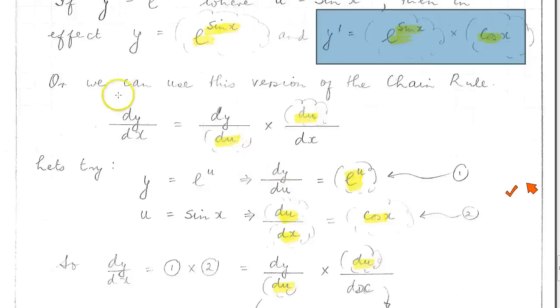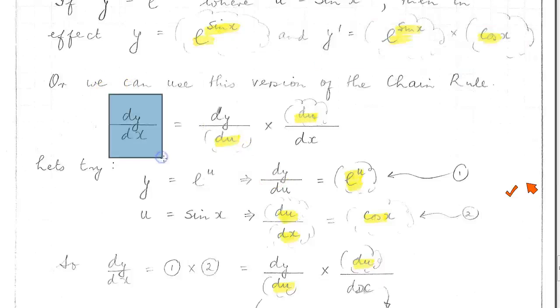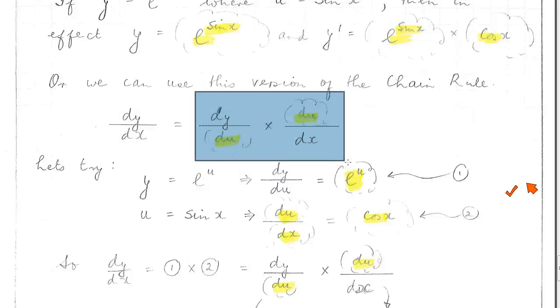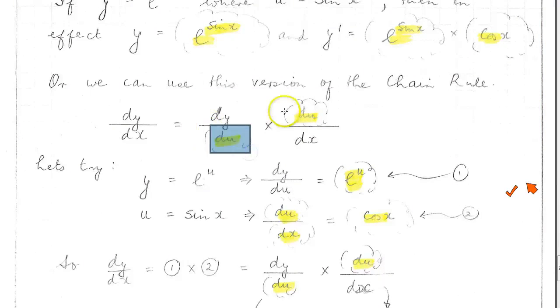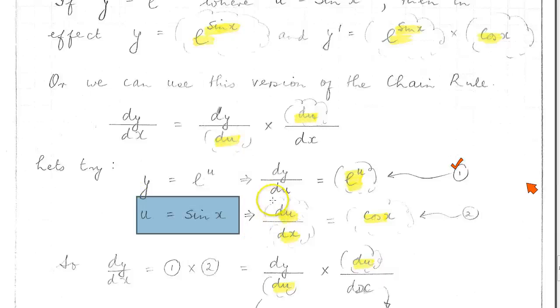We can use this version of the chain rule, which is dy/dx is dy/du times du/dx. So differentiate y with respect to the link, which is u, and then multiply that by the link differentiated with respect to x. Let's check how this works. The first thing I'll give you is y equals e to the u. All I can find from that is dy/du, which is e to the u. And the next part I told you, the link u, was sine x. All I can find from that is du/dx, and that is cos x.